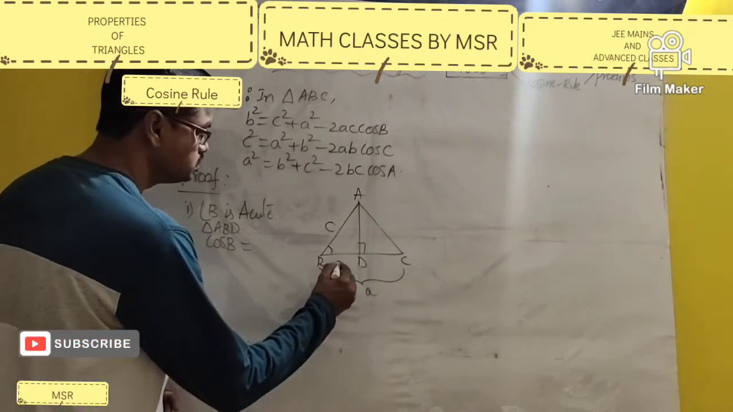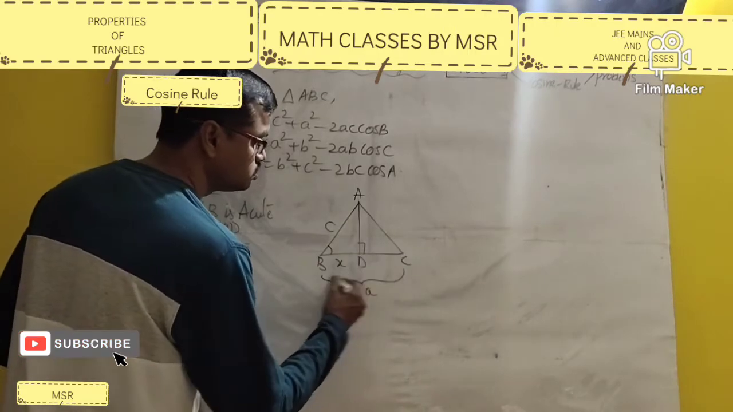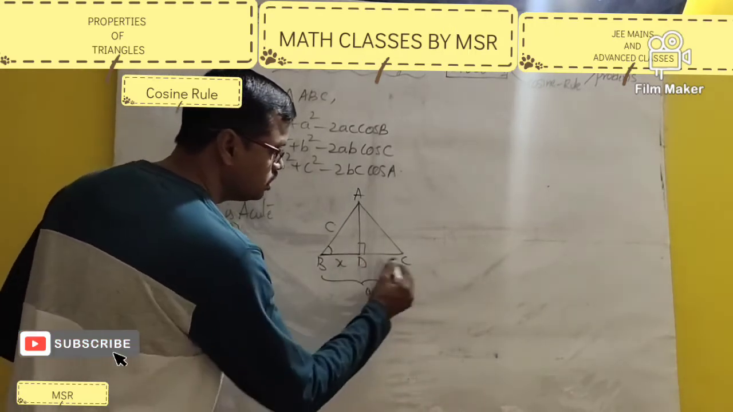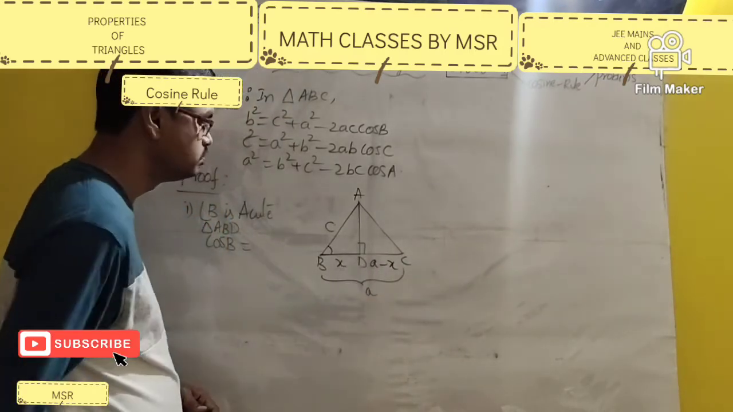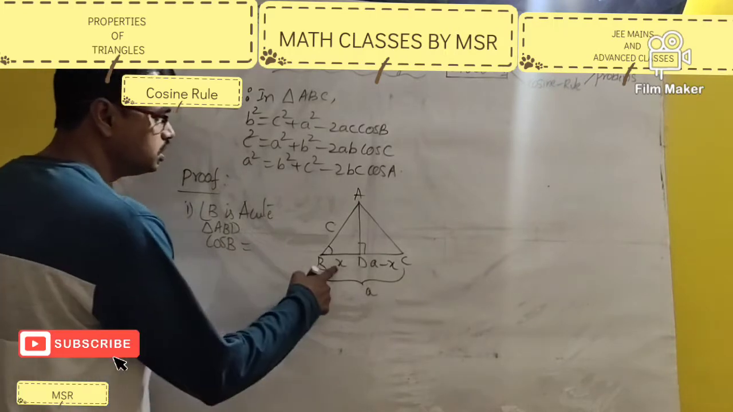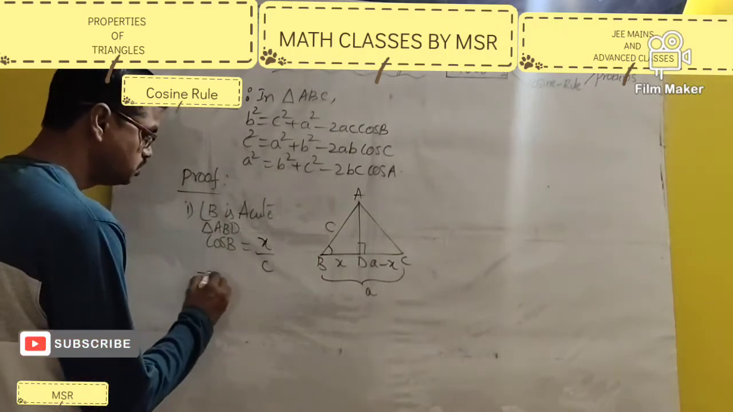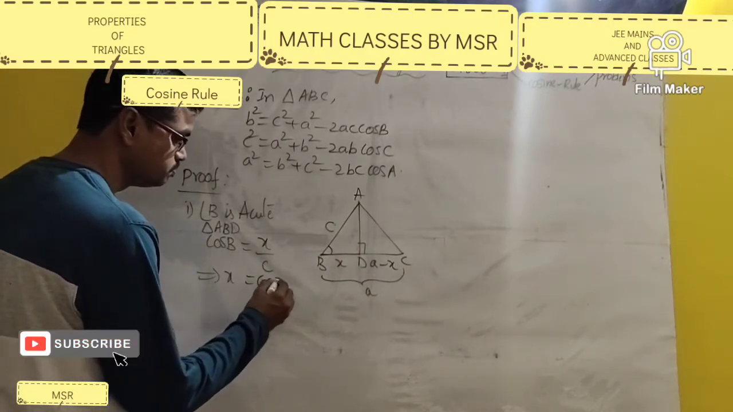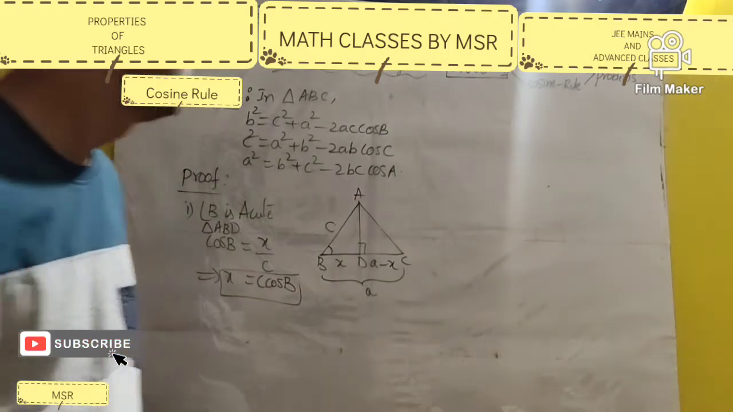The adjacent side BD I will take as some x. The remaining length CD, as the total length is a, will be a − x. x plus a − x gives a. Now cos B is adjacent side by hypotenuse, that is x by c. That implies x = c cos B.